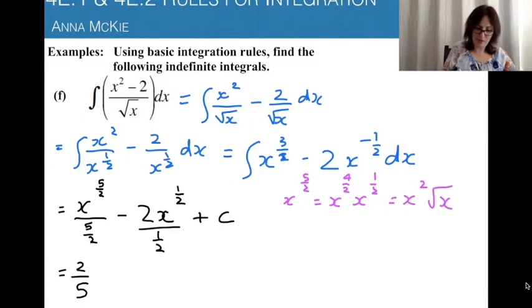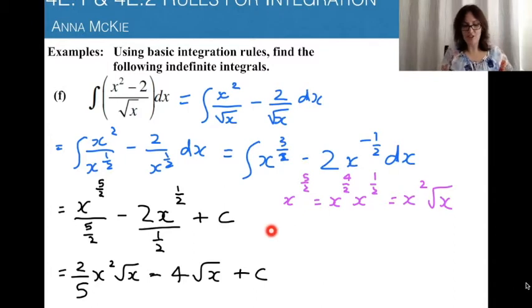So I'll put that back in my answer, x squared root x, and the other one, we have this negative 2 divided by a half. So the half flips, so we're going to get negative 4 square root of x plus c.